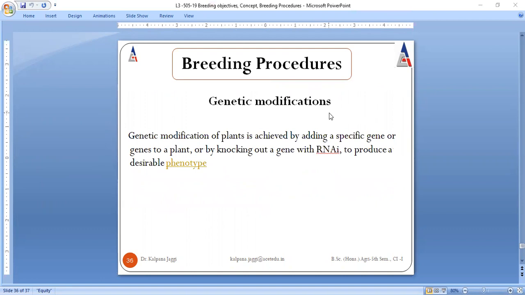Next is genetic modification. What is being done in genetic modification? We are going for the modification of the genes. Either we are inserting a particular gene that is desired, or we are knocking out the gene that is no more desired, so that a desirable phenotype could be produced.